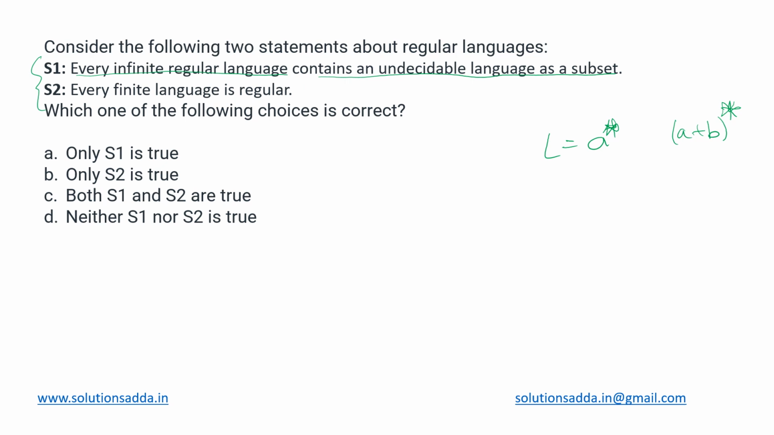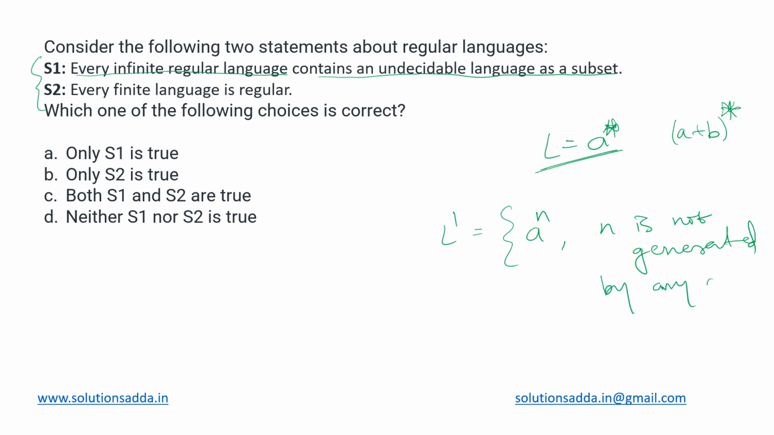So we may come up with some language in which, let us say, this is the language we are considering, and L1 is another language consisting of strings such as a raised to n, where this n cannot be generated using any algorithm. N is not any prime number. It is simply a number which cannot be generated by any algorithm.